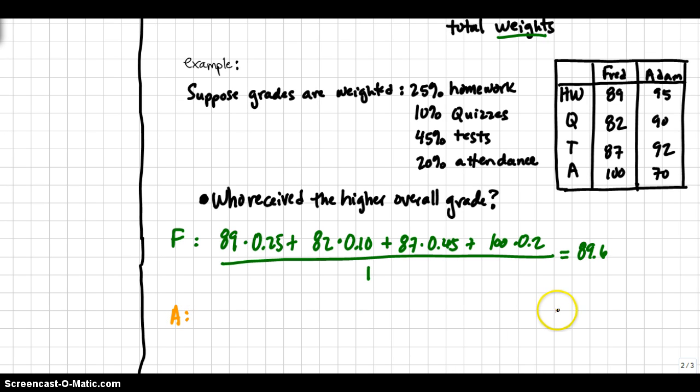So students, pause the video right now and go ahead and write that out and calculate it yourself. And you end up with 88.15 for Adam. And so then the question is, who got the better grade? Clearly, Fred got the better score.